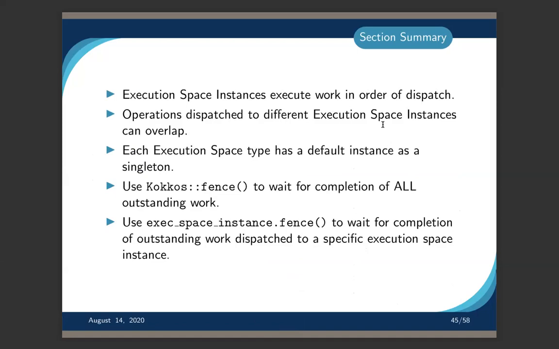Okay, so with that we come to a summary. Execution space instances execute work in order of dispatch. Operations dispatched to different execution space instances can overlap. There's a default instance for every execution space, and you can use Kokkos fence to wait for completion of all outstanding work. You can use the member function of an execution space instance to wait for the completion of outstanding work dispatched to just that specific execution space instance.